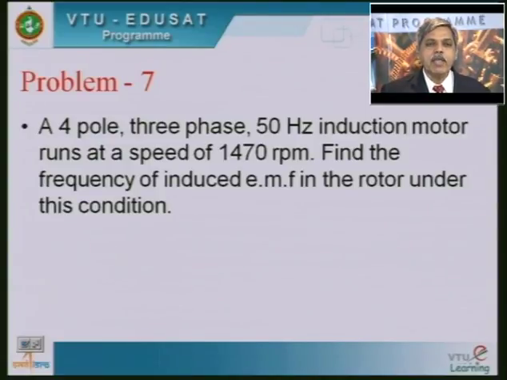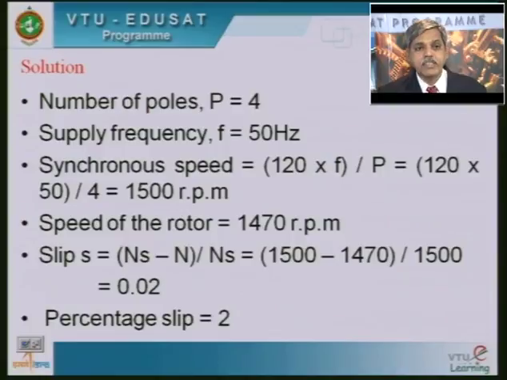So the slip will be relative speed divided by the synchronous speed. So 30 divided by 1500 will give you a slip of 0.02, or 2% slip. So the solution is like this.